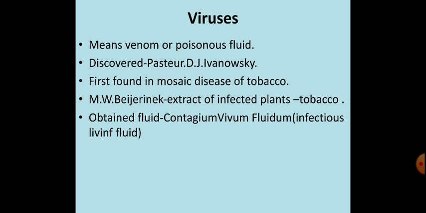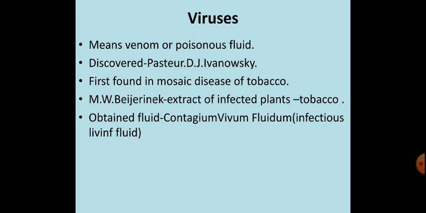So, after doing research upon that infected plant, he obtained a fluid. He did research upon the infected plant of tobacco, that is mosaic disease of tobacco, and he saw the same infection in the healthy plants of tobacco. He obtained a fluid from the infected plant and named that fluid contagium vivum fluidum, which means infectious living fluid.